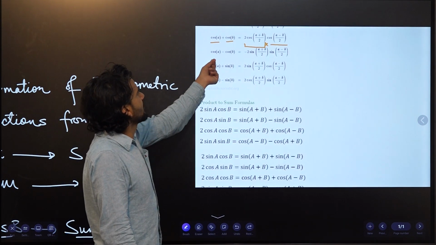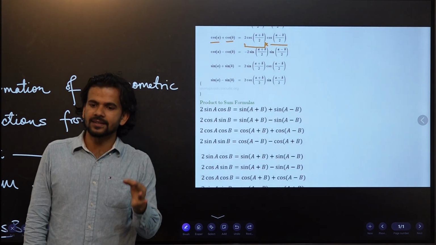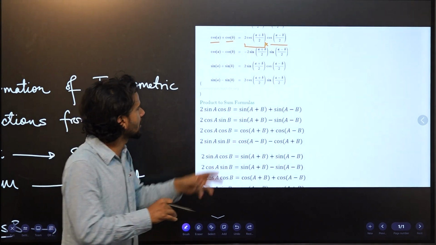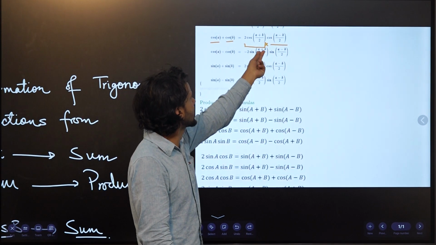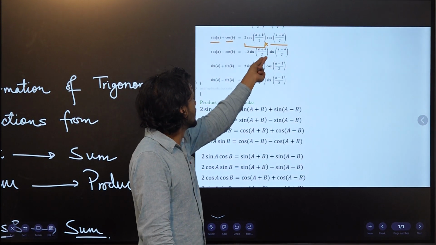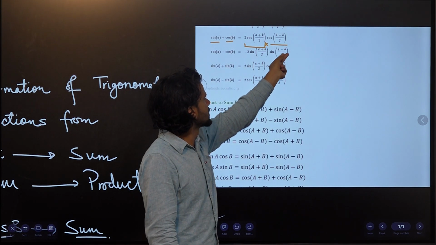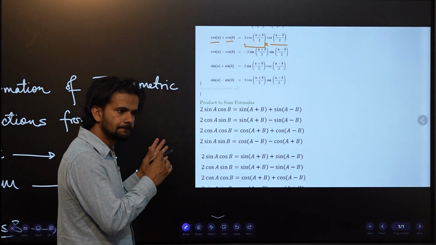Similarly, if you have an expression cos A minus cos B, you can write it in the form of a product. A beautiful product: minus 2 times sine (A plus B) by 2. That's the angle, right? The average of A and B, and that's sine (A minus B) by 2. What is happening? Do you understand what's happening here?